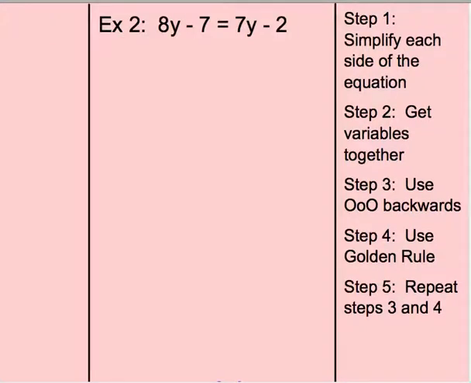All right, so we've got our process on the right-hand side. Simplify each side of the equation. In this case, my expressions on either side of the equal sign are already simplified. So now I want to get my variables together. Remember, cancel the smaller coefficient. So my first coefficient is 8. My second coefficient is 7. 7 is smaller than 8, so I'm going to subtract 7 from both sides.